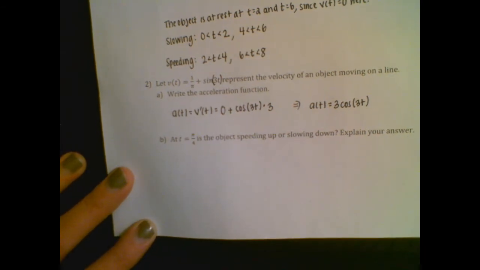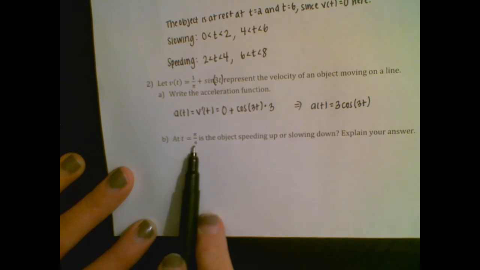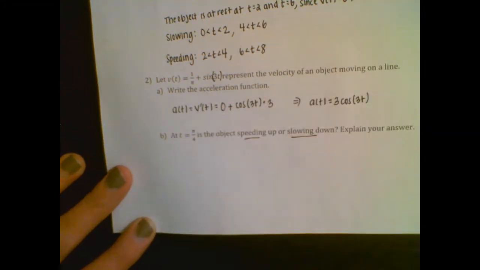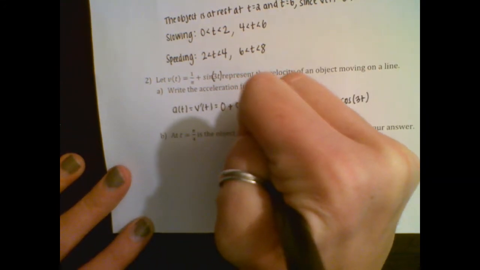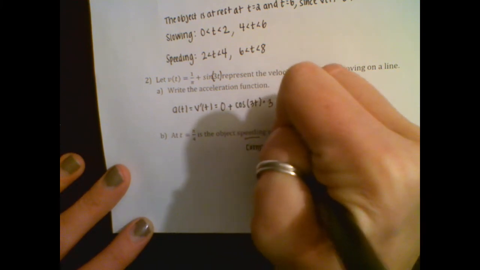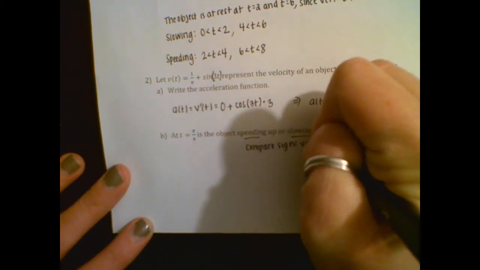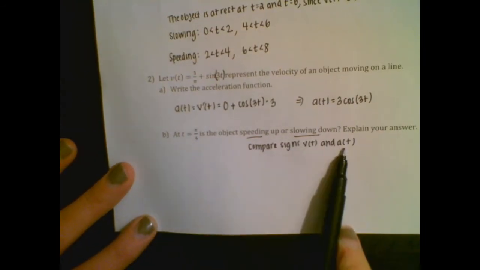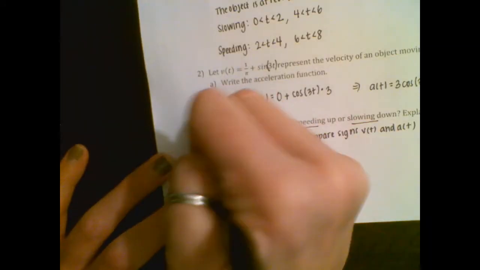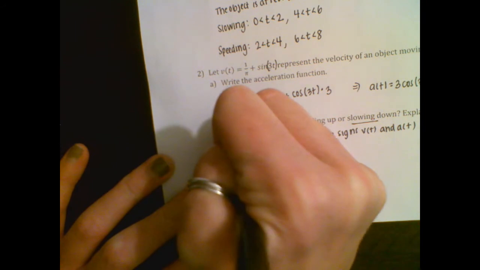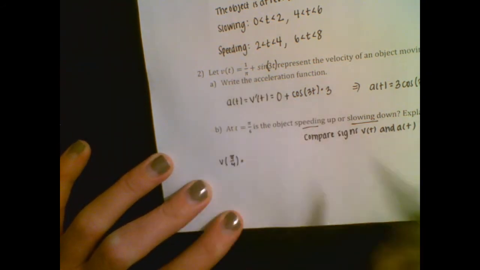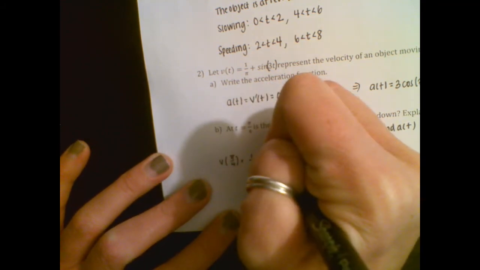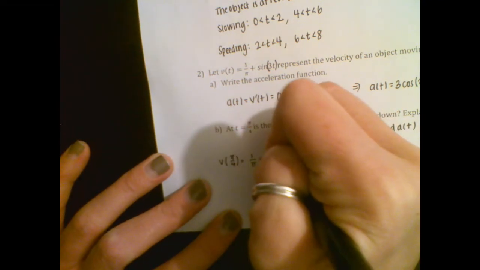And then it's asking us at specifically the time pi over 4, I want to know is the object speeding up or slowing down. So this is where I need to, again, compare the signs of the velocity and acceleration. So that means that I want to evaluate velocity at time pi over 4 and acceleration at time pi over 4. So let's do v of pi over 4 first. So my velocity is 1 over pi plus sine of 3 times pi over 4. So that's really going to give me 3 pi over 4.